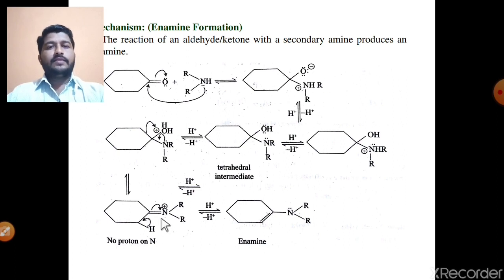Then the last step is loss of H+ from the alpha position, meaning the sigma electron pair between this carbon and hydrogen is shifted to form a pi bond. Then this pi electron shifts towards the nitrogen, neutralizing this positive charge, and after this loss of proton it finally gives the enamine derivative. So carbonyl compound in presence of secondary amine finally gives enamine derivative. This is the third reaction.